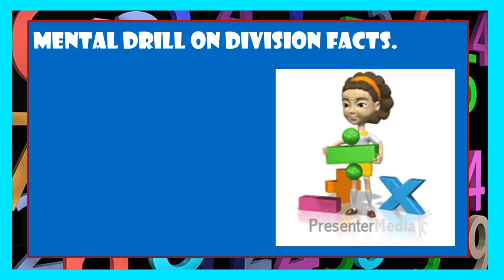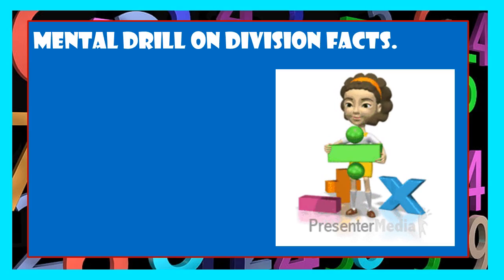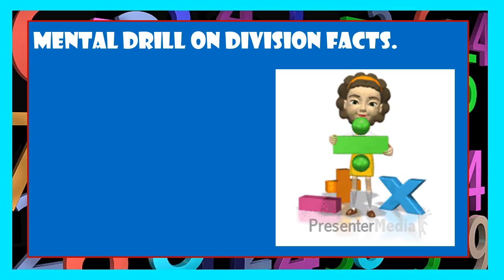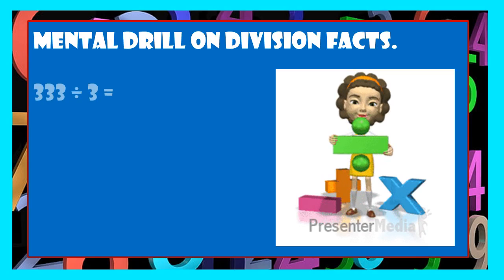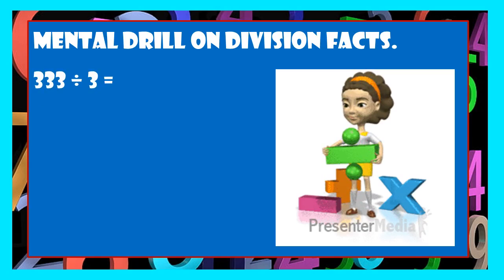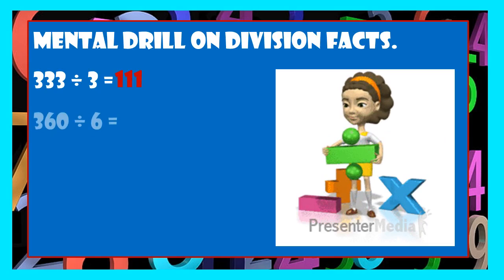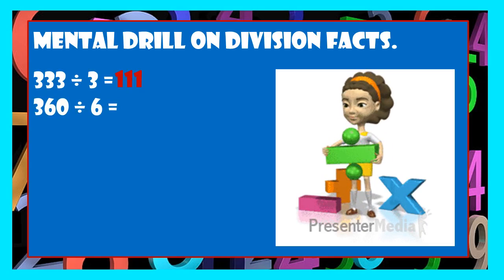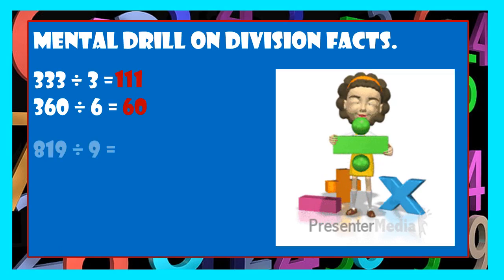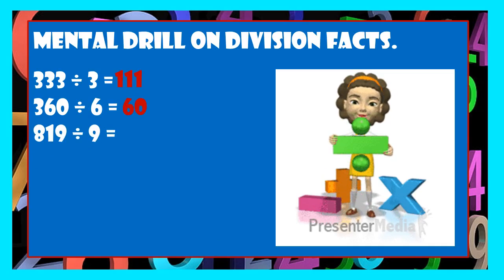But before we proceed to our lesson, let's have a mental drill on dividing numbers by 3, 6, and 9. Divide the numbers as fast as you can using your mind only. Are you ready? So let's begin. 333 divided by 3. You're correct. It is 111. 360 divided by 6. It is, you're correct, 60. 819 divided by 9. It is 91.